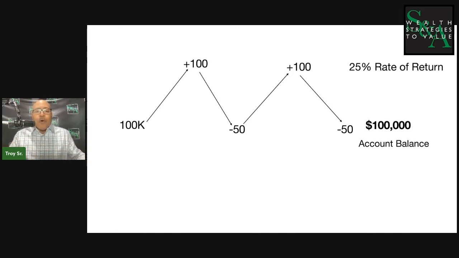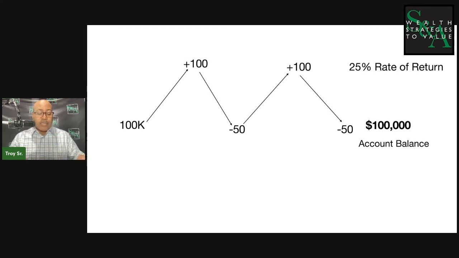And we fall for the Wall Street trick. All right? Now, this is just an example. So you might say to me, Troy, you know what? This example is kind of far-fetched. You might say, no one gets 100% and then they lose 50 and they go right? Well, guess what?